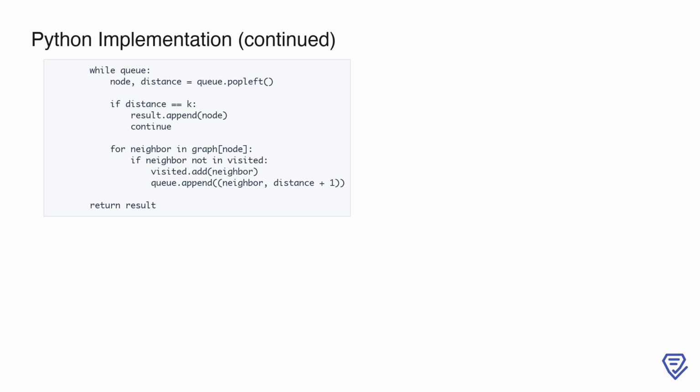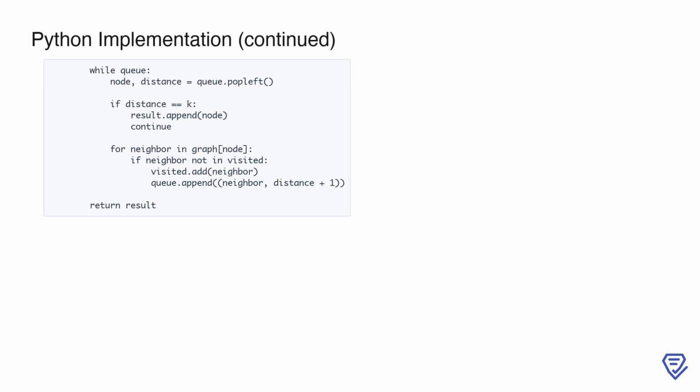The BFS process begins by iterating through the queue. For each node in the queue, we check its current distance. If the distance equals k, we add the node to the result list and skip further exploration for that node. Otherwise, we explore its neighbors by iterating through the adjacency list. For each neighbor, if it hasn't been visited yet, we mark it as visited and add it to the queue with an incremented distance. This ensures that we systematically explore all nodes layer by layer, starting from the target node.